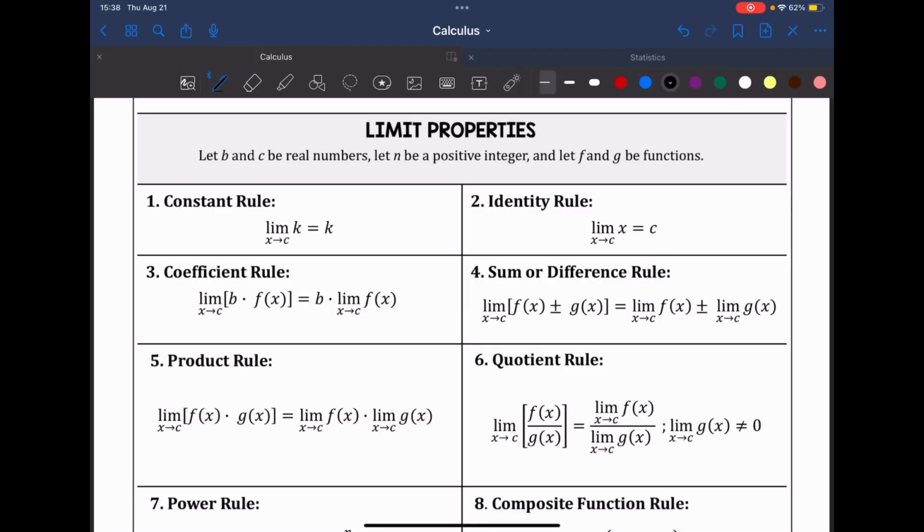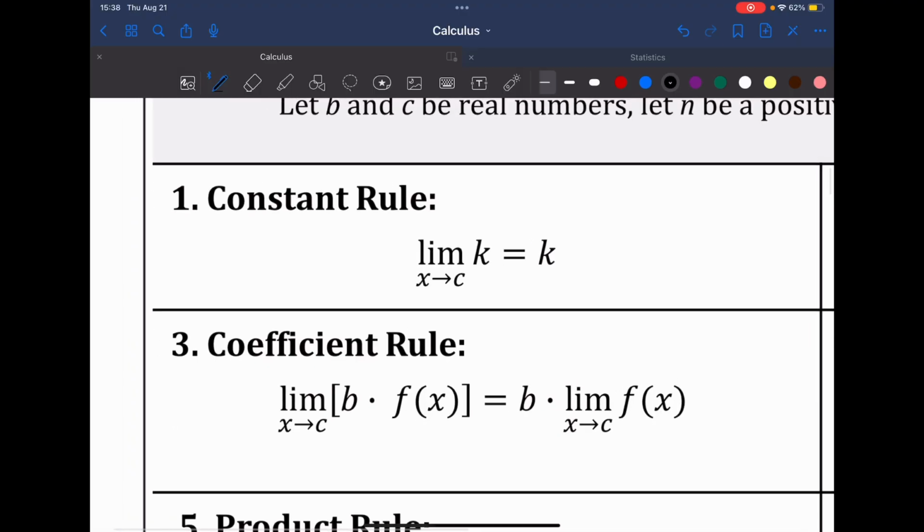Hello, these notes are going to be over the properties of limits. So going through these properties, a lot of these properties should look familiar based off of pre-cal. So going through each one, we have the constant rule. The constant rule says the limit as x approaches c of k is equal to k. So pretty much if we have a limit of a number, it's going to equal that number.